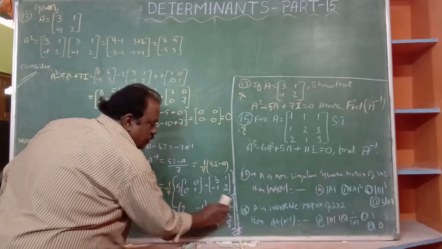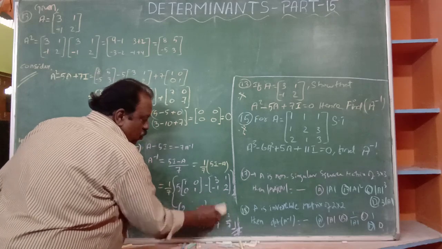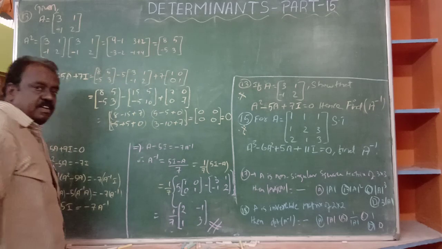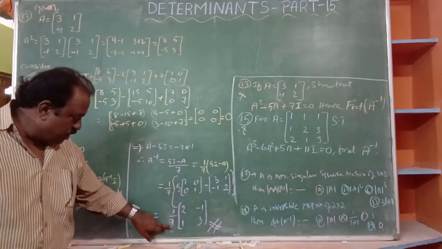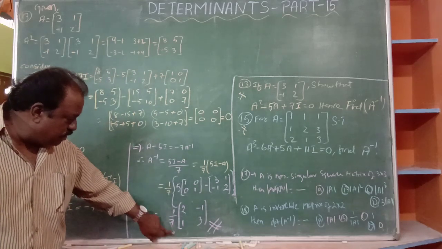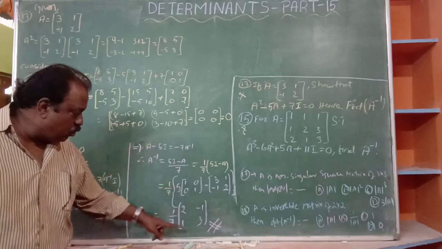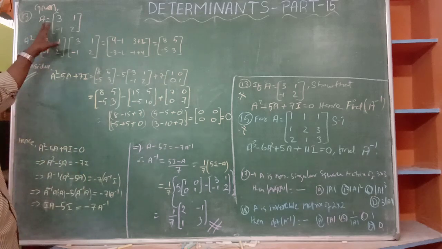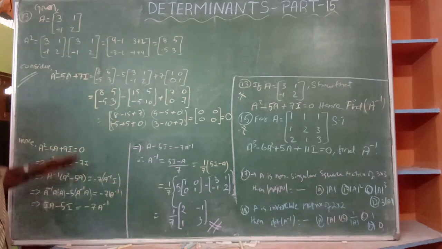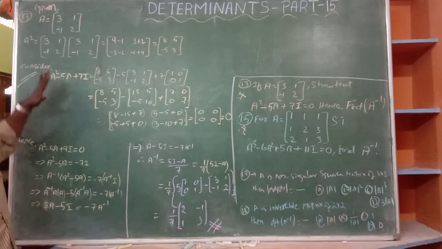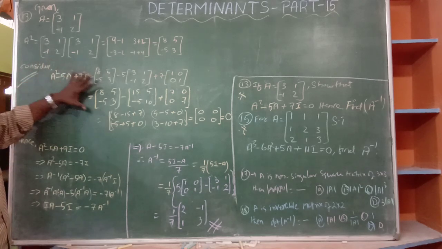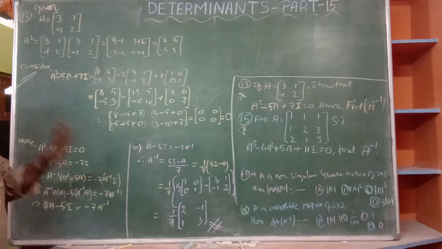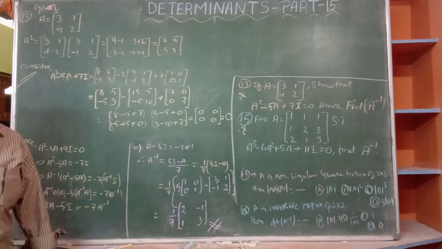You stop here. So this is the A inverse, as given in the answer: 1 by 7 into 2, minus 1, 1, 3. That is the A inverse. If you find it directly, we get the same thing. But you do it like this: after showing that this expression is 0, then by using that expression, you find the A inverse. Okay? Right.